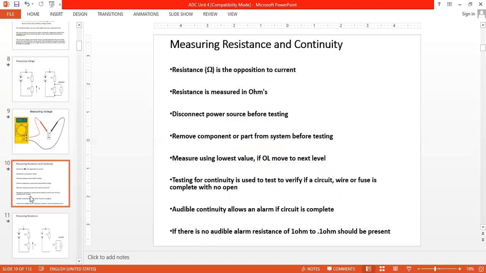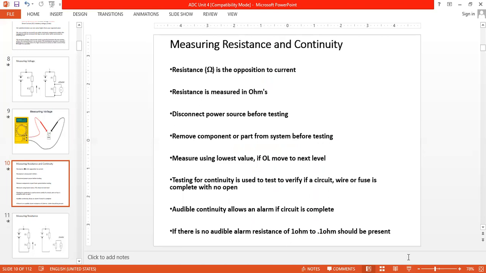Next, measuring resistance and continuity. Resistance is the opposition to current, and it is measured in ohms. Disconnect the power source before testing. Remove the component or part from the system before testing. Measure using a lower range first.